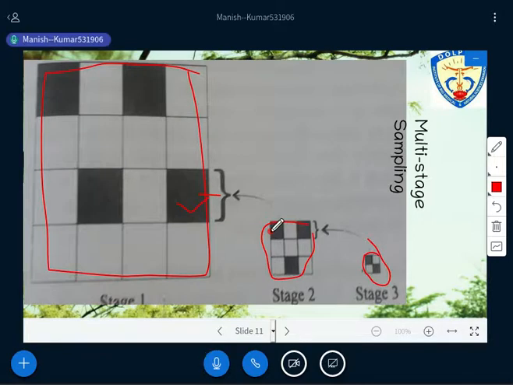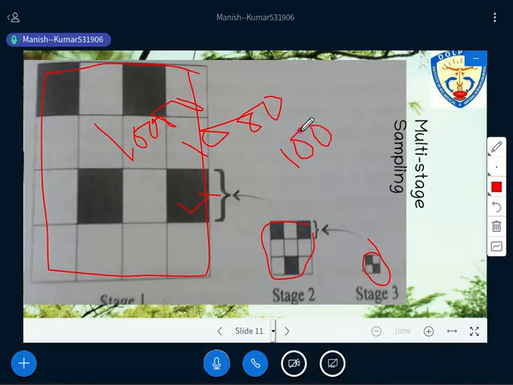Right. And if you take the example of the forest, for example, we have over 10,000 trees. So out of 10,000 we are taking 1,000, then again out of 1,000 we are taking 100. So that is called multi-stage sampling. This is a simple example you can understand here.